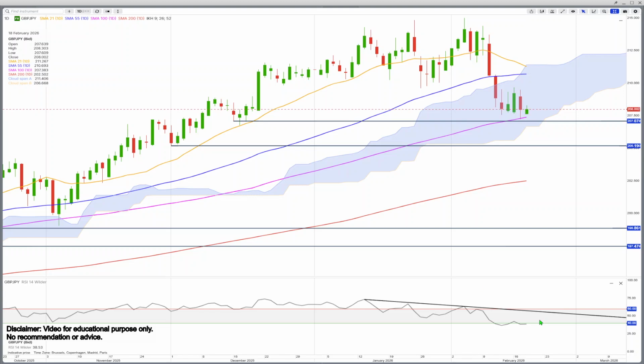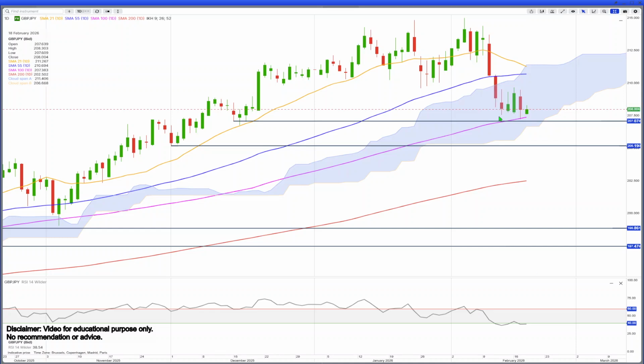However, we are in negative sentiment, and we can remove this one. We are in negative sentiment, and there is potential lower. If it takes out 207, well, then we could be looking at 205 fairly quickly. So the 100 moving average here again is giving some fairly strong support.